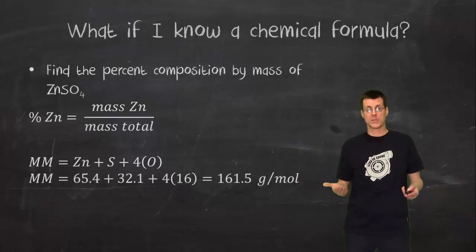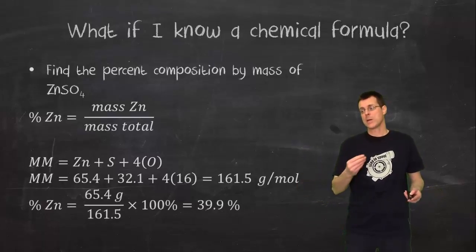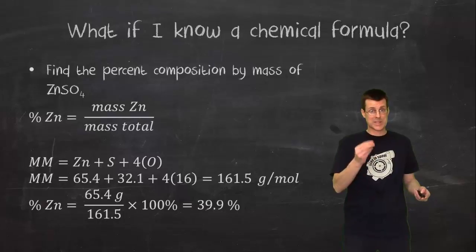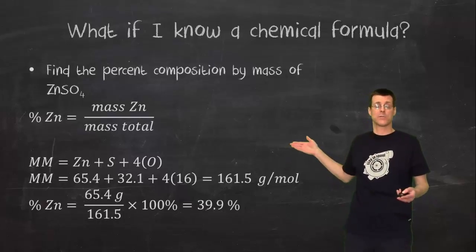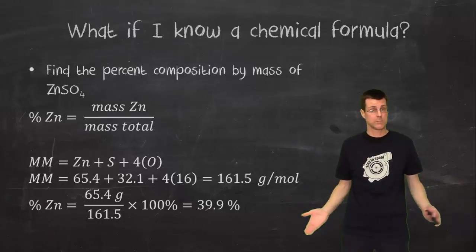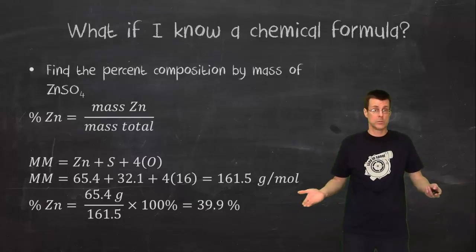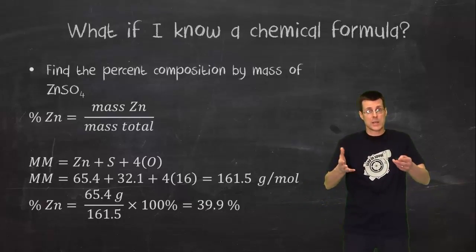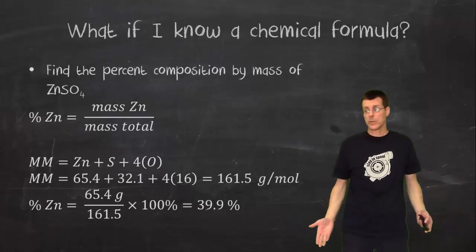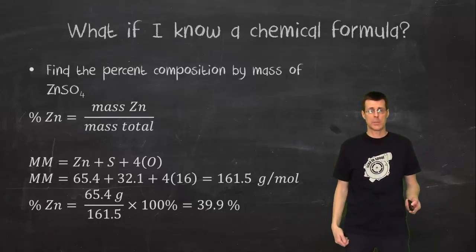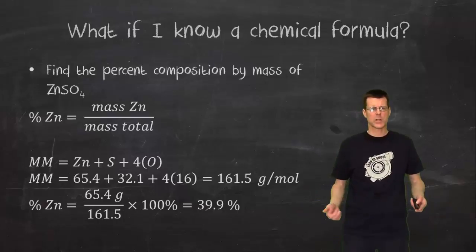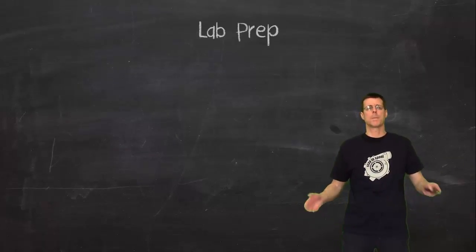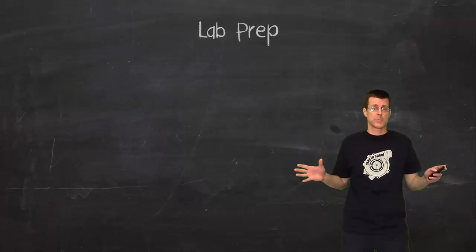So I would find the total molar mass. Then I would take the amount of mass that was zinc, and if I had 2 zincs in that formula or 3 in that formula, I would multiply by 2 or 3, divided by the total amount. So the total mass that is zinc divided by the total mass that is compound to get my percent composition by mass. Okay, that's pretty much it for percent composition.